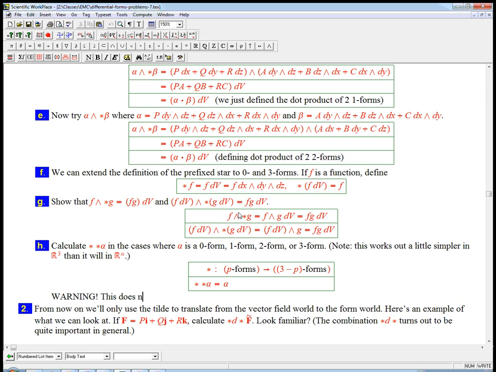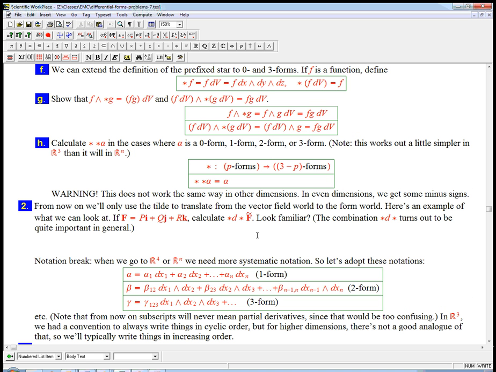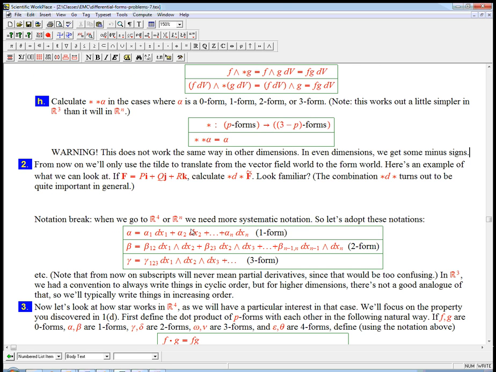However, here's a warning. This does not work exactly the same way in other dimensions. It turns out in even dimensions, we get some minus signs. We're going to see that in R4, although I don't know if I wrote a problem up specifically about that. Okay. So that's a little introduction to star, at least in 3 dimensions. Now we're going to want to go to a higher dimension, because I have a particular interest in making this stuff work in 4 dimensions.